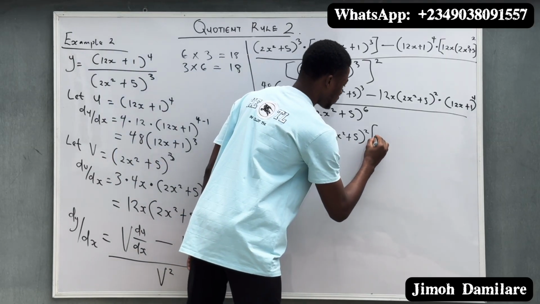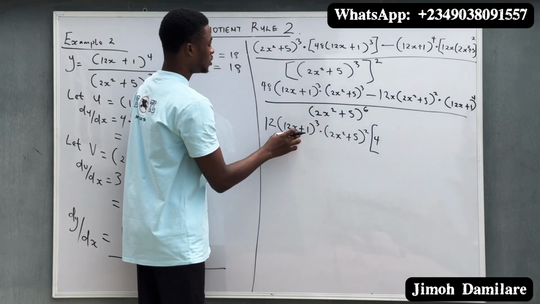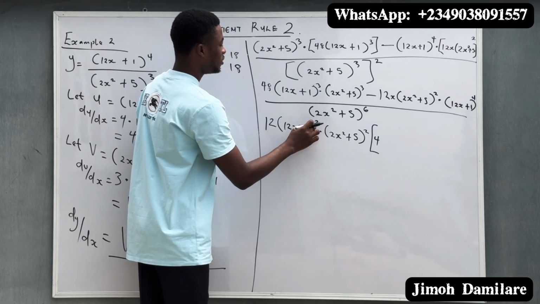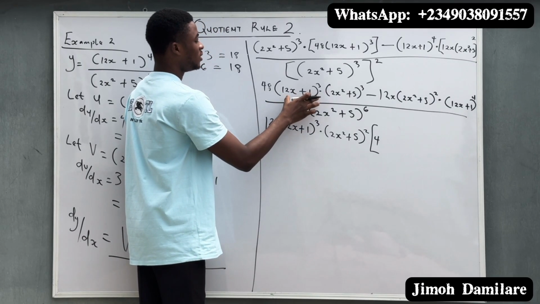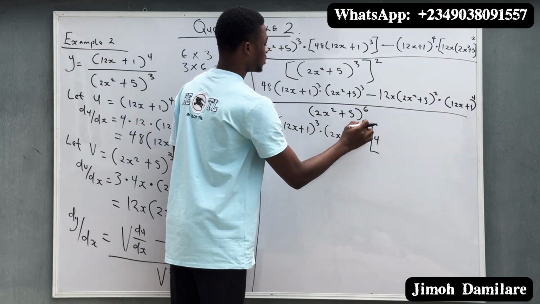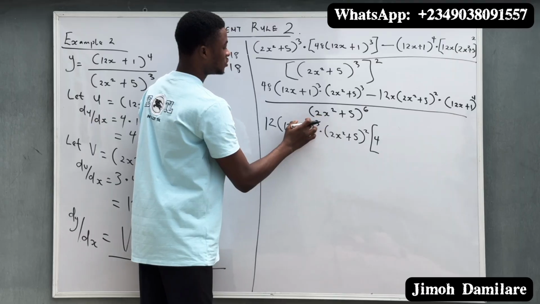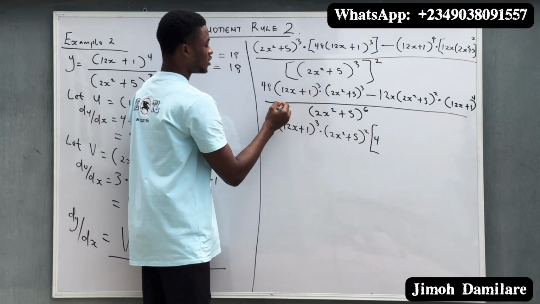We are going to have 4. So 12x plus 1 raised to power 3 divided by this. So it is going to cancel out this. So we are going to be left with 1. So 4 times 1 will give us what? 4. So this is going to cancel this. So this will cancel this.